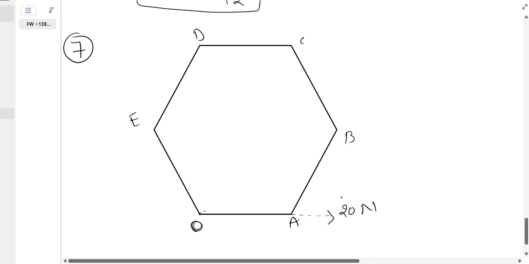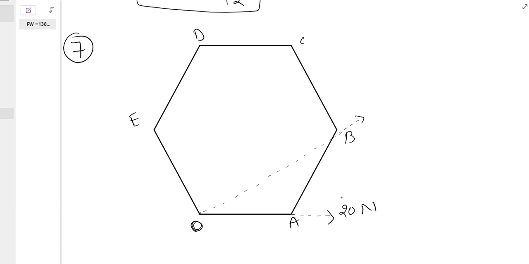The second force is acting at point B, and that is 30 Newton. The third force is acting from point O towards point C, that is 40 Newton. The fourth force is acting at point O and the sense is towards point D, 50 Newton. And the next force is the 60 Newton force, acting towards point E.